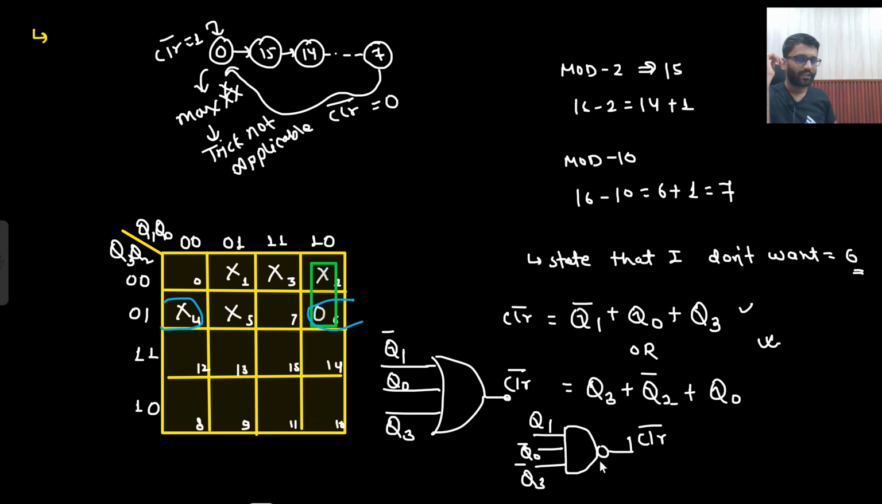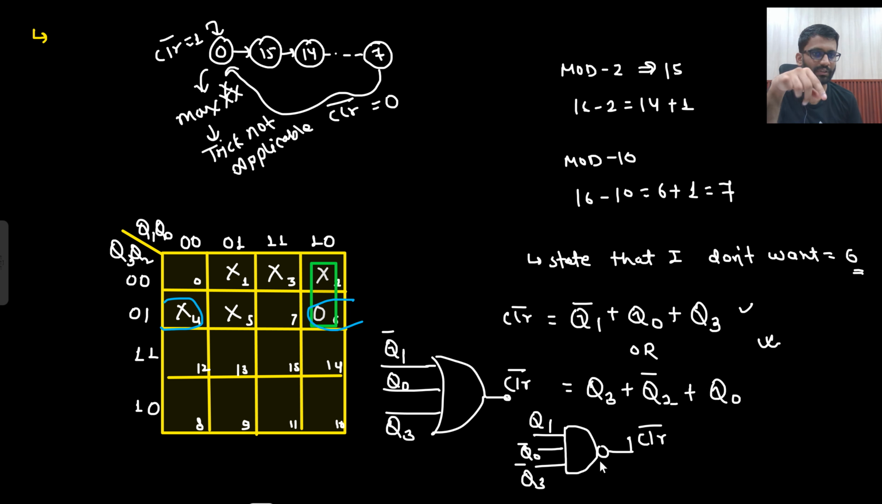So how can they frame the option? That I will use a 3 input OR gate with inputs being Q1 bar, Q naught, Q3. Second option, I will use a 3 input NAND gate with the inputs being Q1, Q naught bar, Q3 bar.